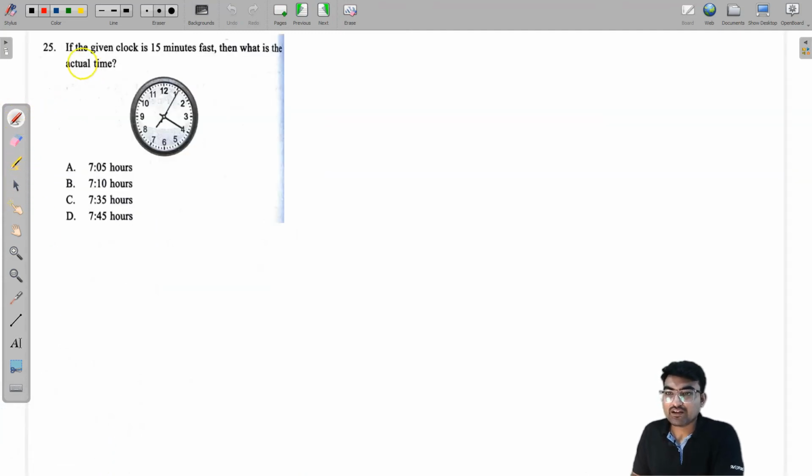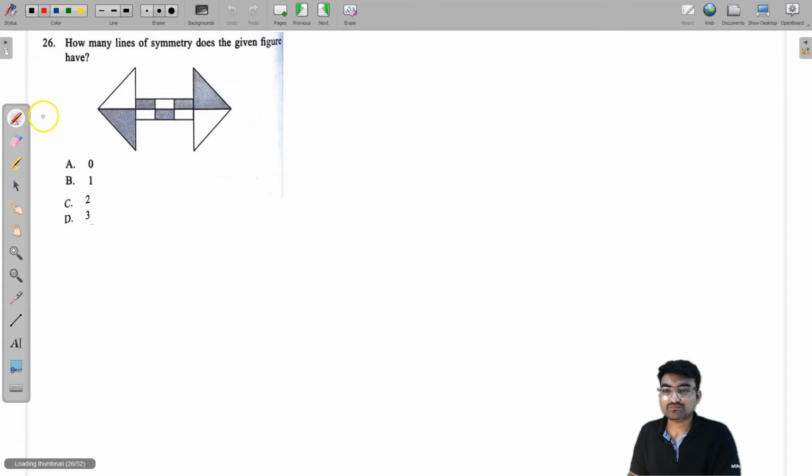Fine. If the clock is 15 minutes fast, then what is the actual time? Okay, this is 15 minutes fast, that means we have to go 15 minutes previous. This is 5 minutes, then this is 10 minutes, and this is 15 minutes. So the minute hand is at 1, that means 7:05, right? Because 1 indicates 5 minutes. Now moving on to the next question.